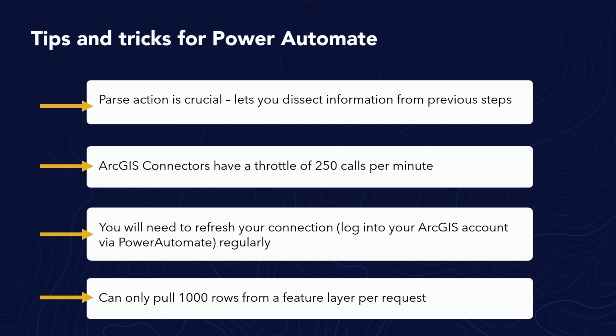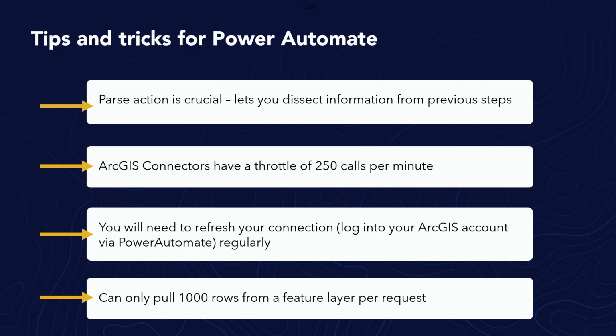Similarly, you can only pull 1,000 rows from a feature layer at once. So if you have a feature layer with 3,000 features, you're going to need to make 3 calls to ensure that no data falls into the cracks. It's also important that you regularly log in because Power Automate will log you out of the connection to ArcGIS occasionally to ensure cybersecurity is met and basically your account and work is safe.